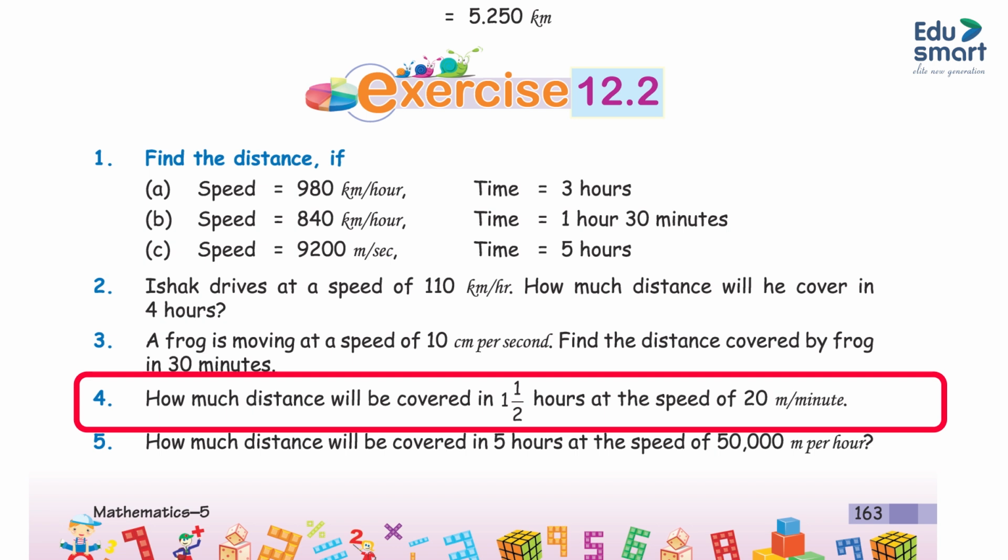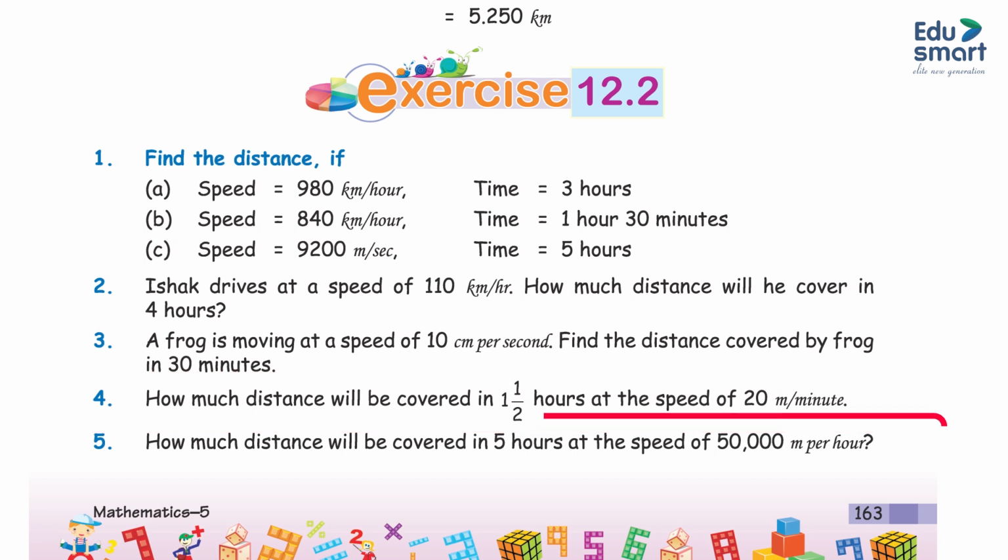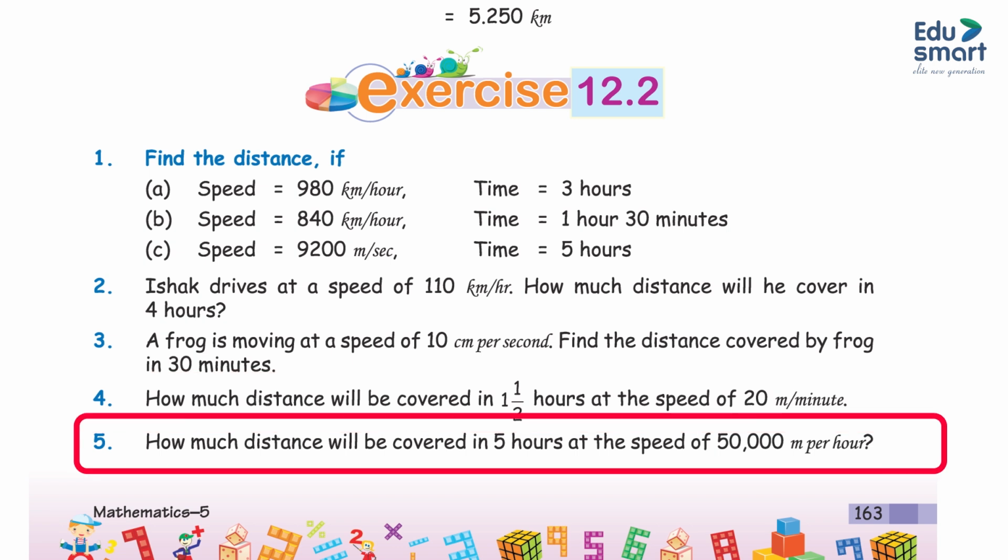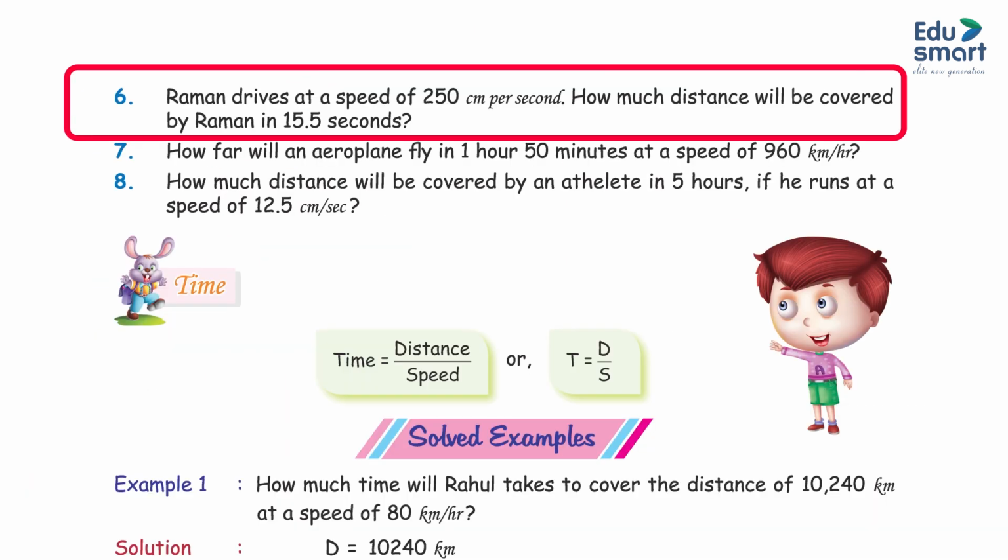Answer: 1800.36 meters. Question 5. How much distance will he cover in 5 hours at the speed of 50,000 meters per hour? Answer: 250 kilometers. Question 6. Raman drives at a speed of 250 centimeters per second. How much distance will he cover in 15.5 seconds? Answer: 3,875 centimeters.